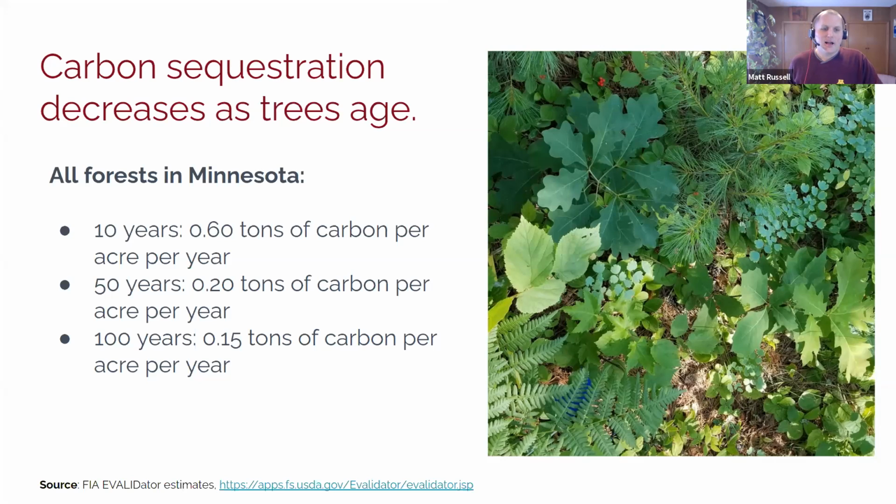When we look at the validator data, if a stand is 10 years old, it can sequester about 0.6 tons of carbon per acre per year. At 50 years old, about 0.2 tons per acre per year, and at 100 years old, about 0.15 tons of carbon per acre per year. And this is all forest types, all stand conditions. It's a very general assumption, but generally carbon sequestration, just like people grow less as they age, the forests and trees do the same thing.